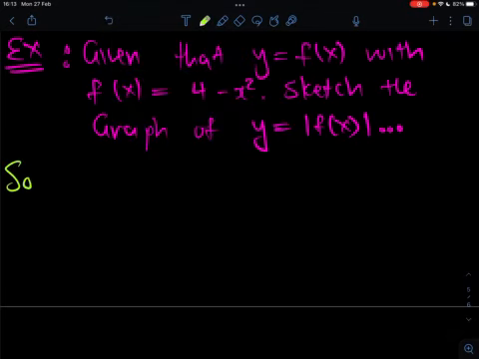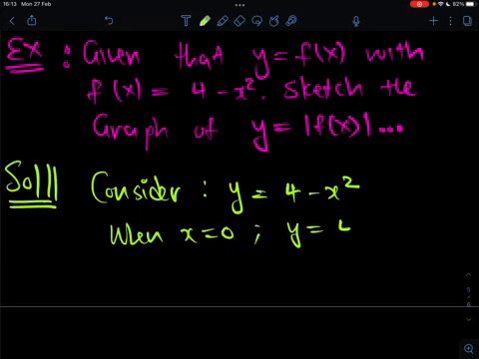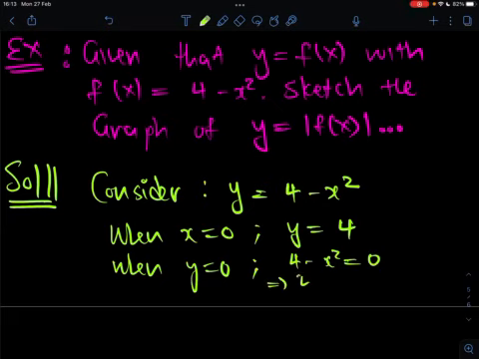So how we proceed from here is as follows. First we have to find the intercepts. So what we're going to do is consider the plot without the absolute. So I'll consider first 4 minus x squared. What we see now is that when x is 0, y is just 4. And then when y is 0, you will get 4 minus x squared is equal to 0, which will give you at the end of the day that 2 minus x, 2 plus x is equal to 0, which will imply that x is equal to plus or minus 2.